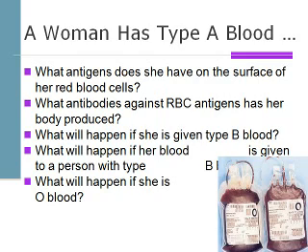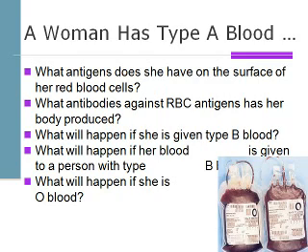We've got a woman, and she has type A blood, okay? She's blood type A. When you think about her and her type A blood, what are the antigens that she has on the surface of her red blood cells? Okay, think about it. So if we all come up with it, she has A antigens. Alright? She's type A blood. She has A antigens.